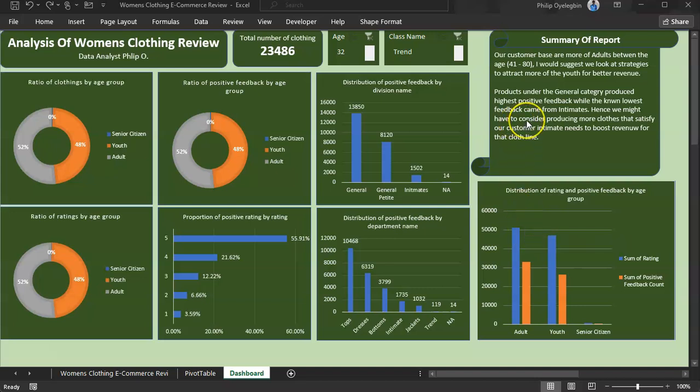Also, we have our summary of the report. The summary of the report just briefly talks about the insight from the dashboard, and also we have the total number of clothings, and that's our KPI, and also our slicers on the dashboard that we can use to interact with our dashboard. So that is it about the analysis, and this dashboard is built using Excel.